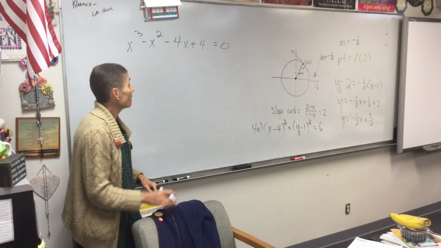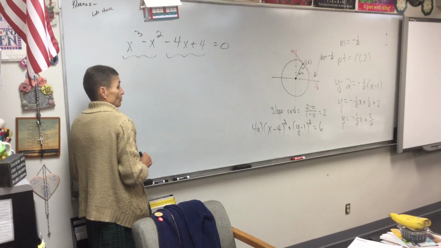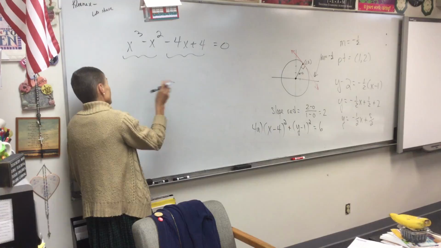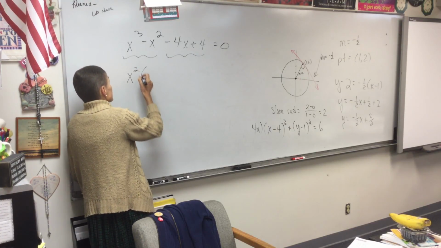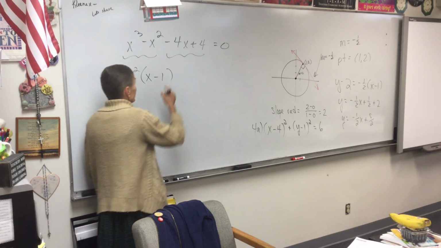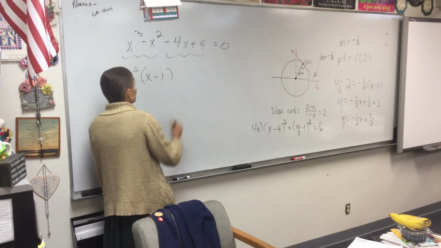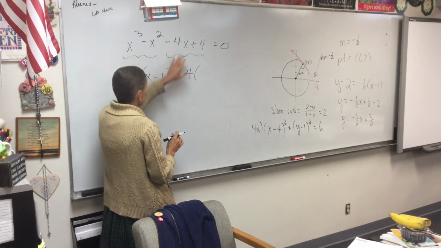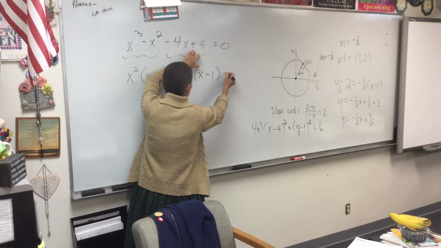Group them. When we have more than 3 terms, we generally try to factor by grouping. So we look at the first 2 terms and what can we factor out of just the first 2 terms? X squared. X squared. Leaving us with x minus 1. And then look at the last 2 terms. What can we take out of those? Minus 4, let's take out the negative 4, and what will that leave us with if we take out a negative 4? X minus 1.